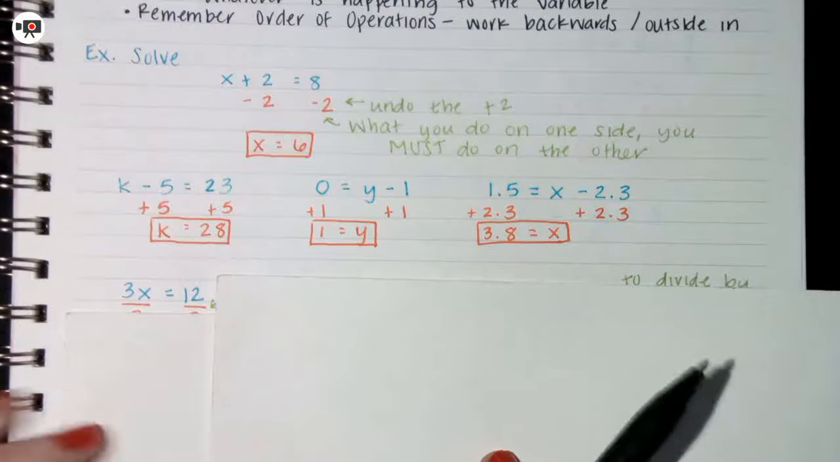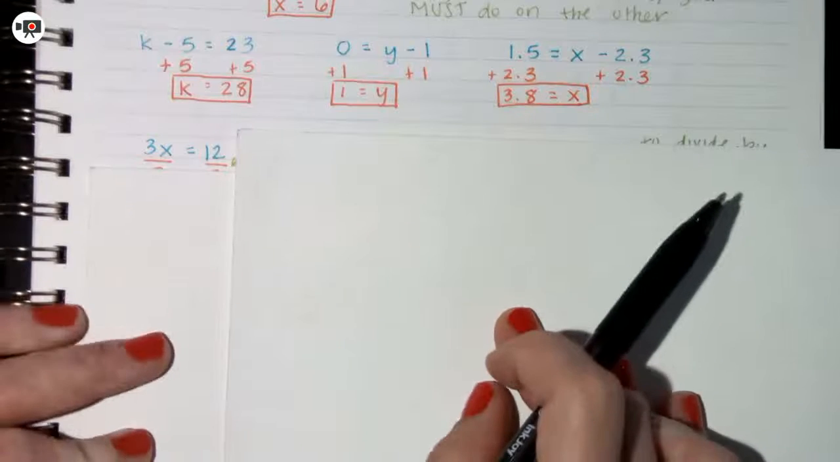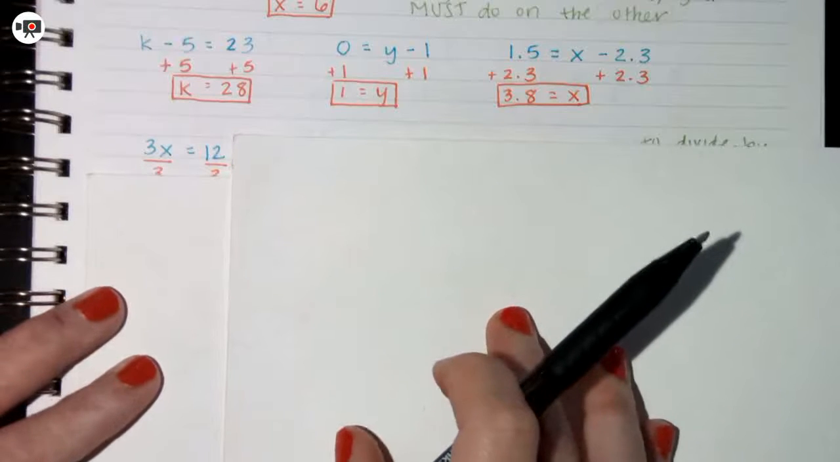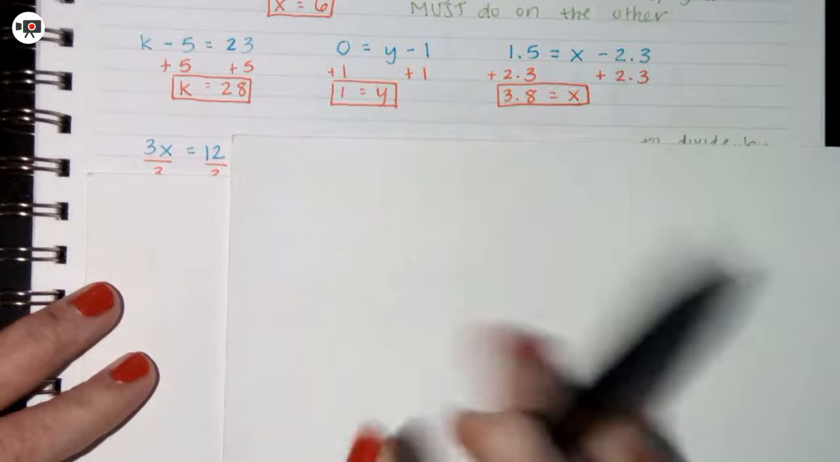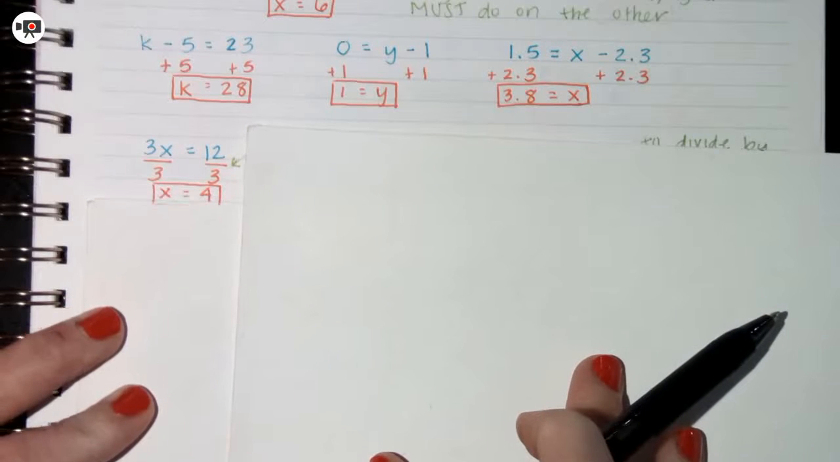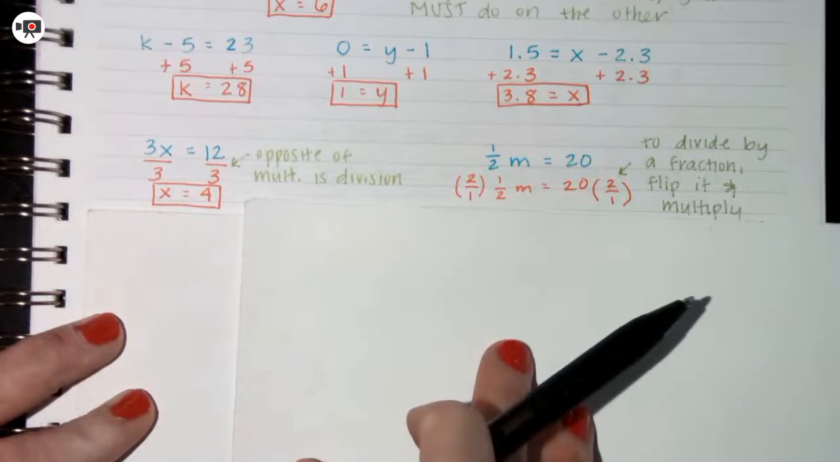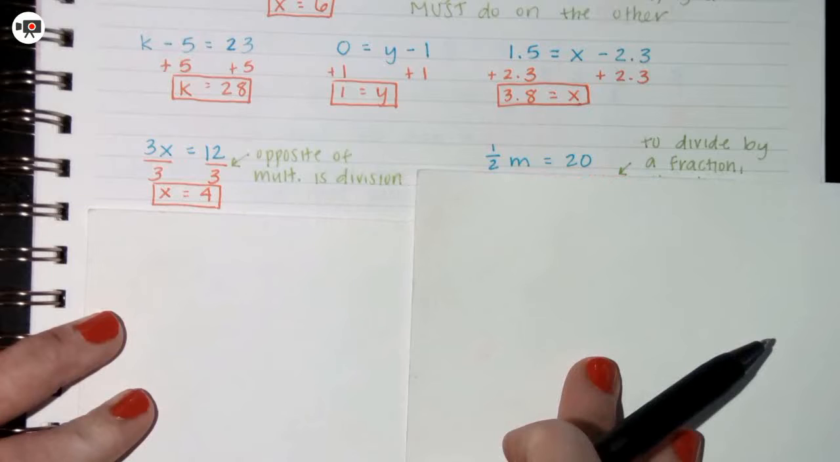Now here we have 3x equals 12. To get x by itself, I have to undo this multiplication, and so I'm going to divide each side by 3 to get x equals 4.